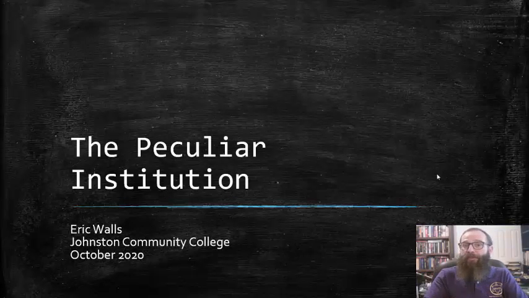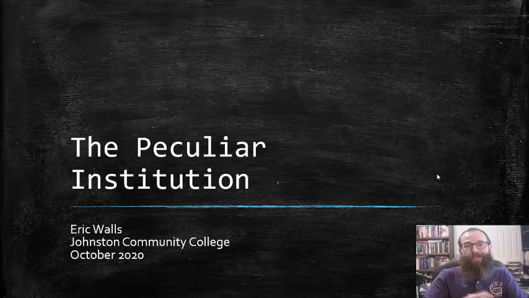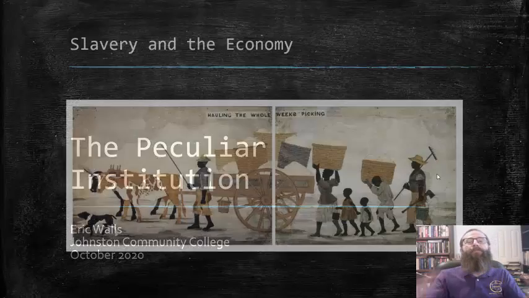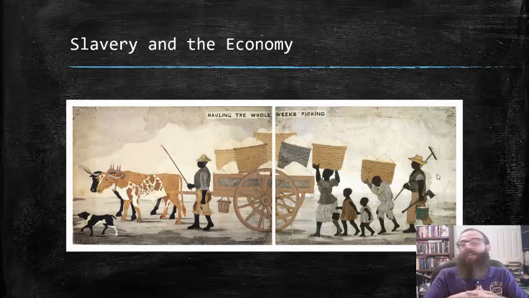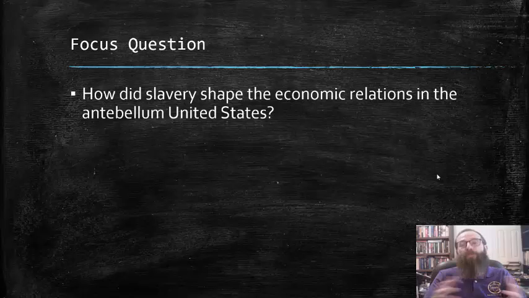Can you believe it? We've made it to chapter 11 in your textbook, Give Me Liberty by Dr. Eric Foner. This chapter is entitled The Peculiar Institution. The first section of this chapter is Slavery and the Economy. The focus question for this section is, how did slavery shape the economic relations in the antebellum, which means pre-war, in this case pre-Civil War, United States?